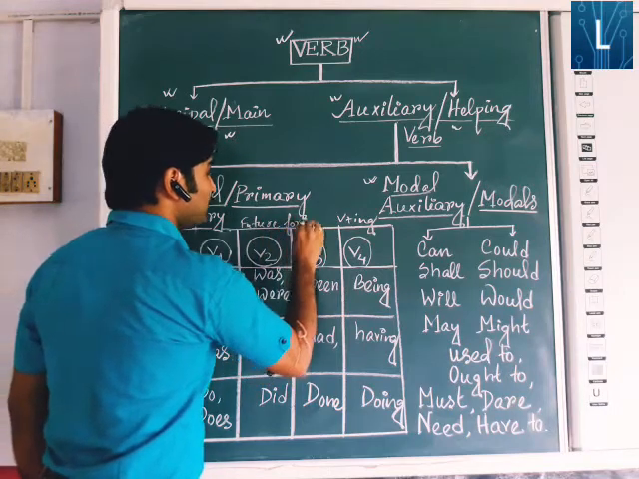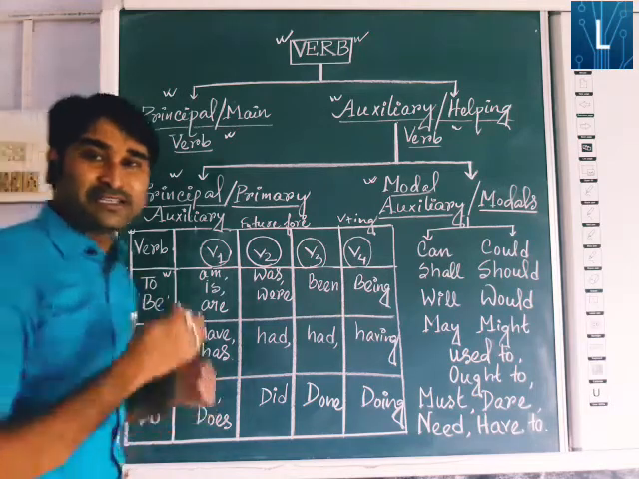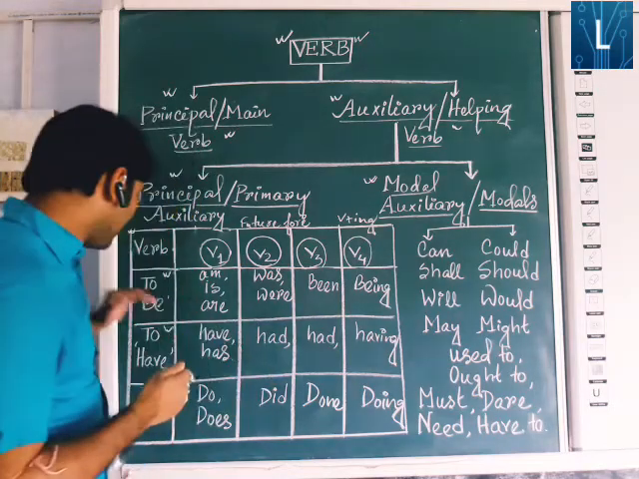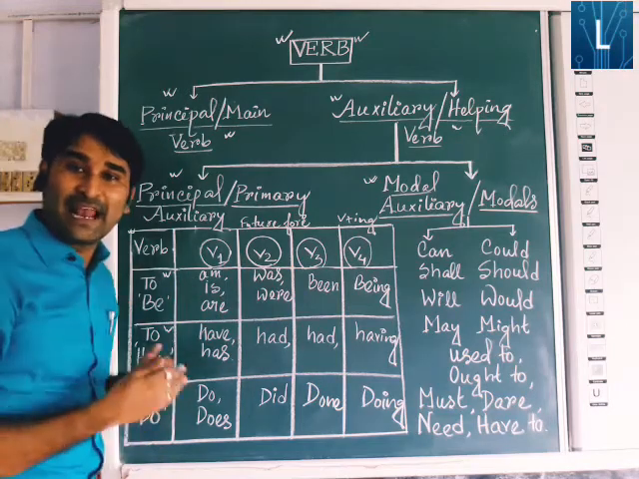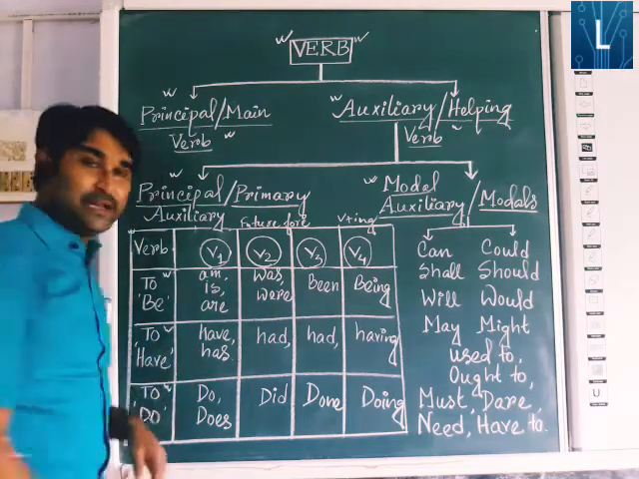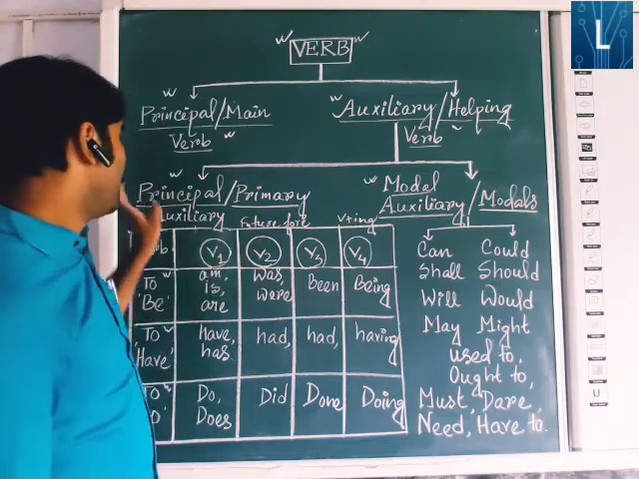What is the future form? Future form means, with the verb, just simply add shall or will. Just like in future form, if you go for be, it is shall be, will be. If you go for have, then shall have, will have. If you go for do, then it will be shall do and will do. So these are the forms of principal auxiliary.